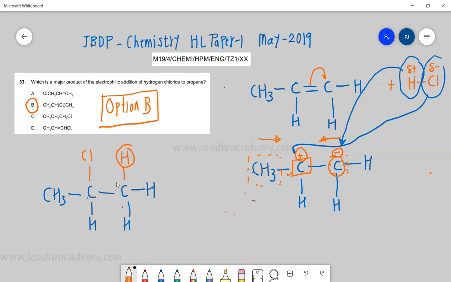So this is called electrophilic addition, I'm sorry, not substitution, electrophilic addition of hydrogen chloride. Very, very simple but conceptual. So please remember to understand Markovnikov rule, Markovnikov addition.